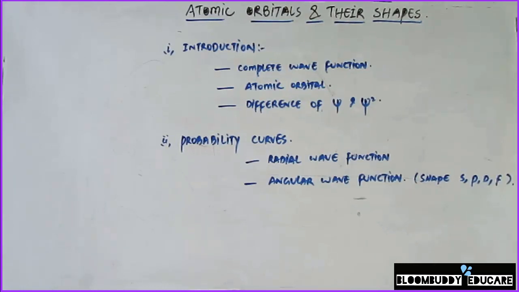This lecture is going to be divided into two important parts. The first part will be dealing with the introduction, wherein I will brief you guys about the complete wave function, and then I will brief you about the atomic orbitals, then what's the difference between the wave function psi and the radial probability and psi square, and next we'll be studying the probability curves, wherein we will learn about the radial wave function and the angular wave function, which gives us the shapes of s, p, d and f orbitals.